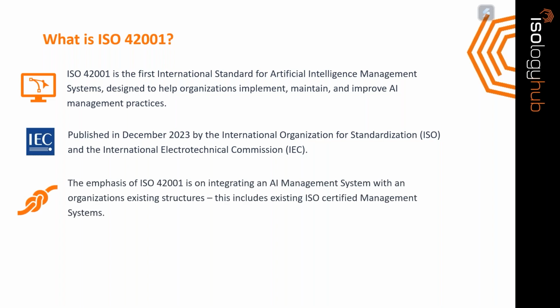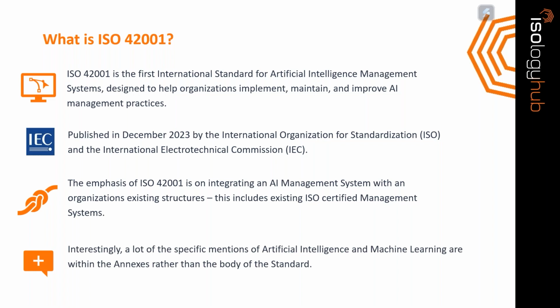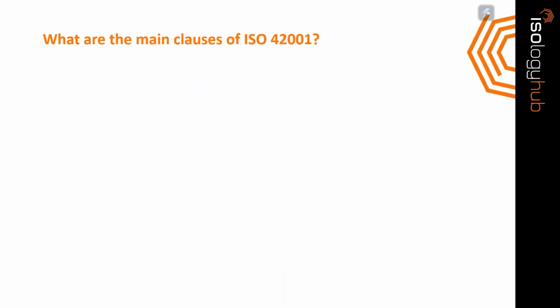And the emphasis of this particular standard is on integrating AI within organisations' existing ISO management systems and their business operations. Interestingly, a lot of the specific mentions of AI and machine learning, and by the way, the definitions of these are included within the standard, are actually within the annexes rather than the body of the standard, which I will come on to explain in a moment.